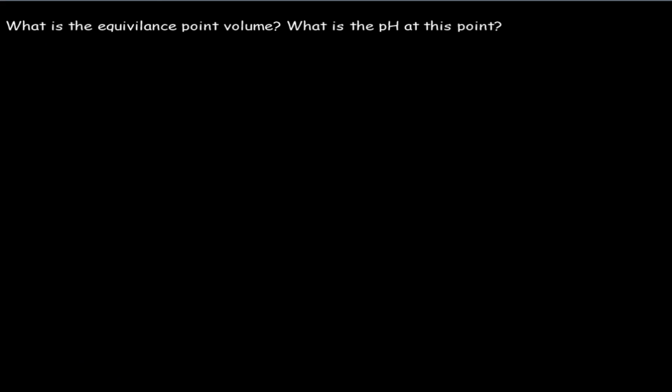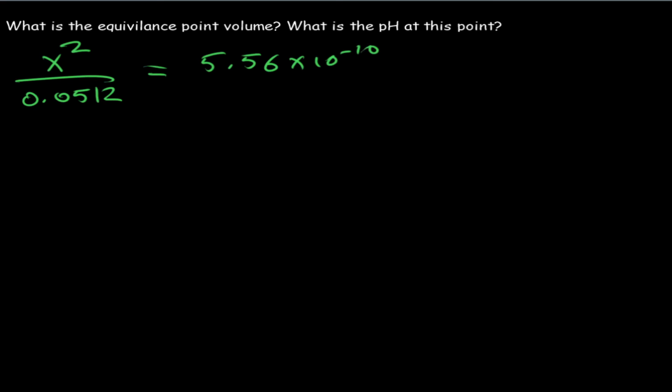So there's two different ways of solving for X, the approximation method or the quadratic formula. Let's try using the approximation method. If we tried doing that, we would have X squared on top and our initial concentration, 0.0512, on the bottom, ignoring X in the denominator because we assume that's such a small value it does not affect our calculations. And we set that equal to our Ka, which we said was 5.56 times 10 to the negative 10. If we solve for X, we get X equal to 5.33 times 10 to the negative 6 molar.